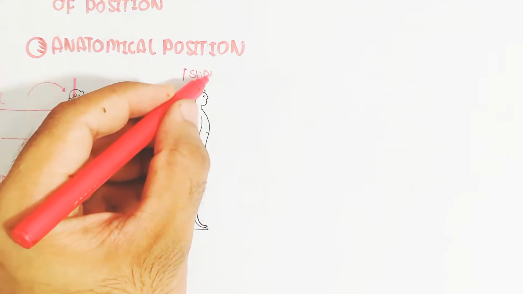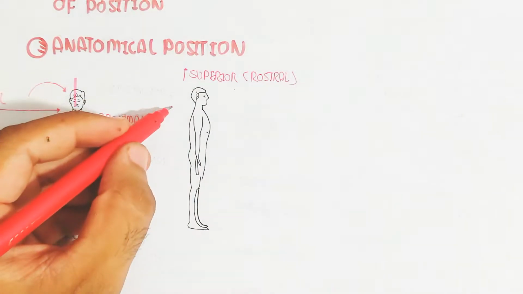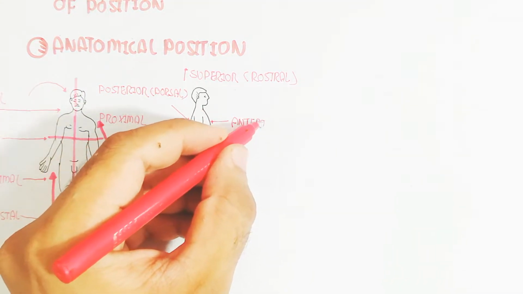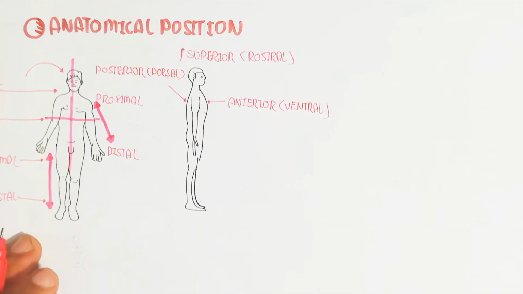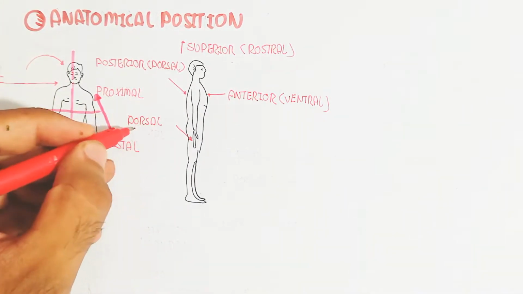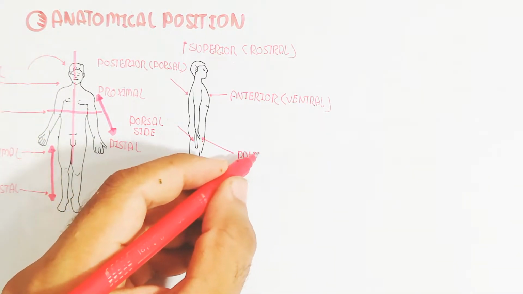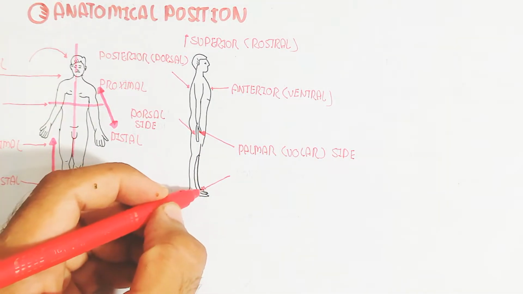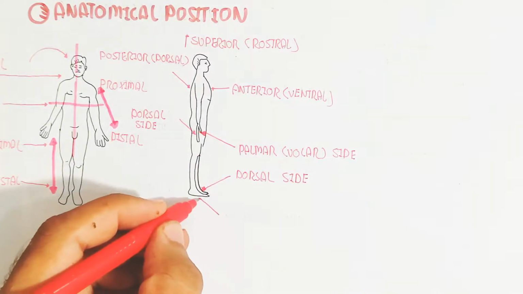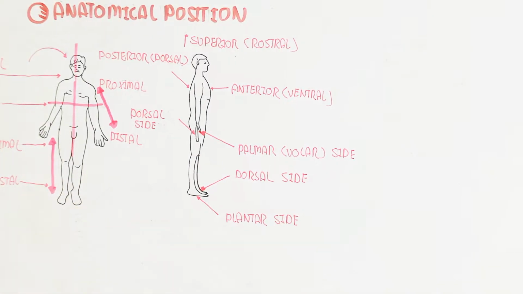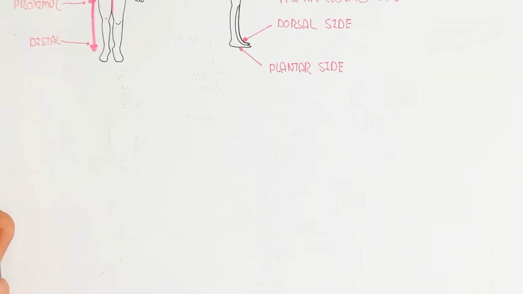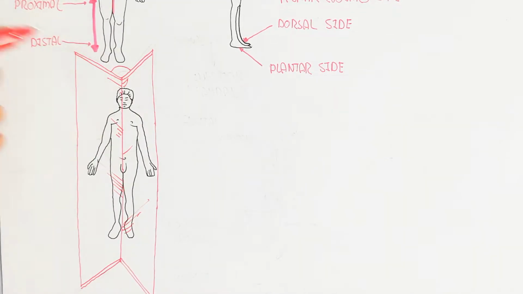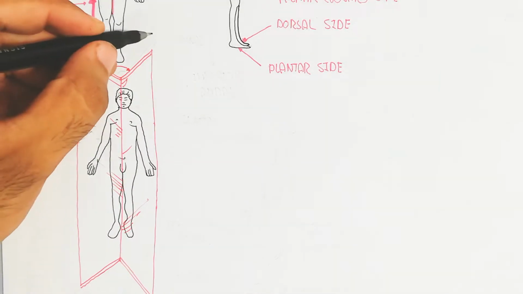We can explain this terminology for medical students. This is the superior, rostral area, and this is the posterior, dorsal, and the anterior, ventral, while here is the dorsal side of the hand and the palmar, volar, palm side, and this is the dorsal side of the feet and the ventral, plantar side. So here you can see the coronal section.